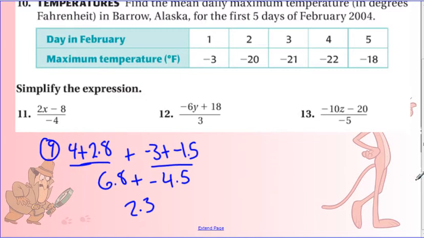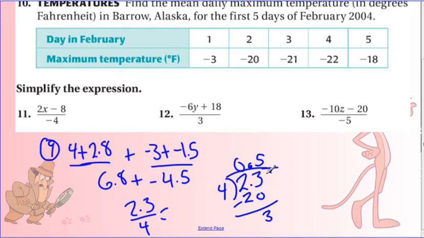And then you took all the numbers, we added them all up, and then we divide by the number of numbers. 2.3 divided by 4. Let's see. 4 does not go into 2. 4 goes into 23 5 times, because 5 times 4 is 20. Subtract. Bring down. 4 goes into 30 7 times. 7 times 4 is 28. Subtract, bring down, and 4 goes into 20 5 times.